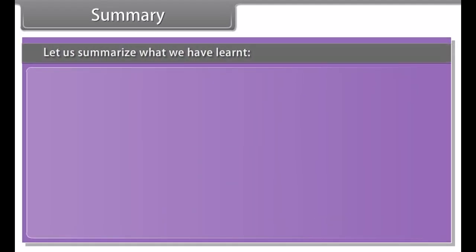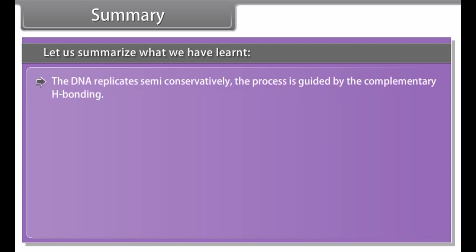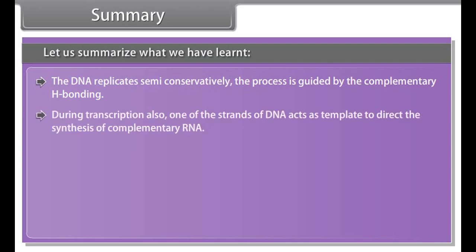Summary. Let us summarize what we have learned. The DNA replicates semi-conservatively. The process is guided by complementary hydrogen bonding. During transcription also, one of the strands of DNA acts as a template to direct the synthesis of complementary RNA. In eukaryotes, transcription is accompanied by splicing of introns.